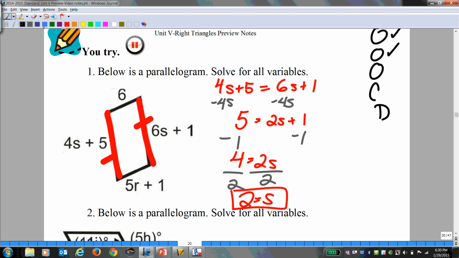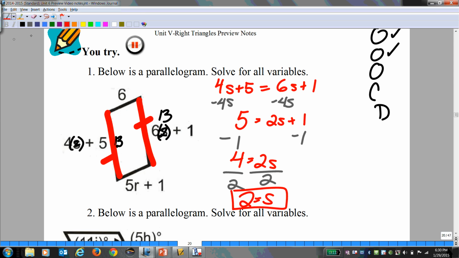Let's double check to see if that's right. 4 times 2 is 8, plus 5, that makes this 13. 6 times 2 is 12, plus 1, that makes it 13. So I know I'm correct.